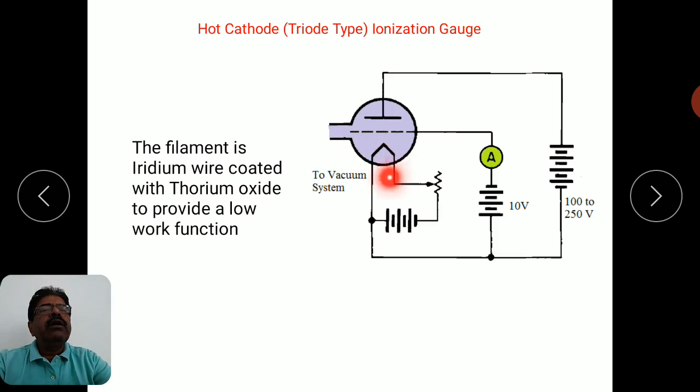Now in this particular ionization gauge, we need a special type of filament. This filament should have a low work function. Low work function means the amount of energy required to release the electron from a certain metal surface. That is what we call a work function. So this filament should have a low work function, so that the electrons can be easily emitted with the utilization of the smallest amount of energy. The filament especially used here is iridium wire, which is coated with thorium oxide, and it has a low work function.